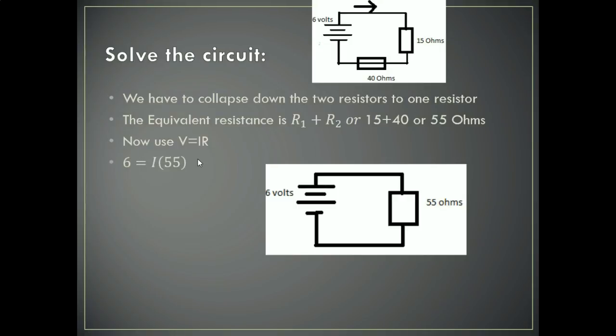To get current by itself, we just divide V by R. So first I'm going to plug them in. Voltage is 6, current we don't know, and resistance is 55 ohms, and then I just divide 6 by 55 and get the current. This is all you have to do to solve a problem. You first collapse down the resistors so that there's only one resistance and just the battery left over, and then you just use Ohm's law. So series circuits are pretty easy to solve like this.